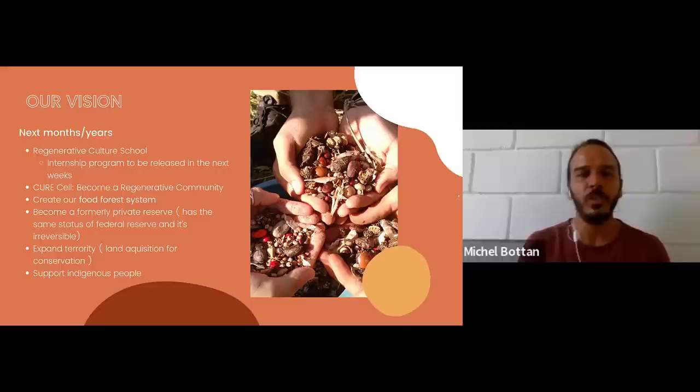So we are creating our own food forest system. It's a food system based on forest, because we are in a place that was all forest. It was all pristine forest when the indigenous people got here. So we need to recover. And we also want to become a formerly private reserve, because that is reversible, and expand our territory in the future. And we also want to support indigenous people.